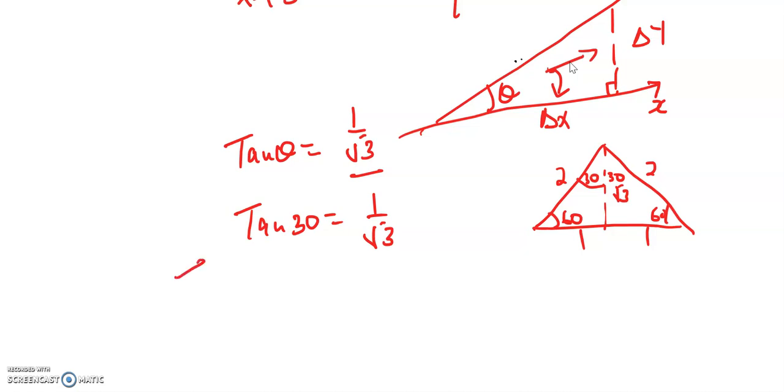Alternatively, the student can say tan inverse of 1 over root 3. From your calculator, this one will give you 30 degrees. And that is how you solve this particular problem. So in other words, the gradient of a line is the same as the tan of the angle of that particular line. Okay, and that is how this question is solved.